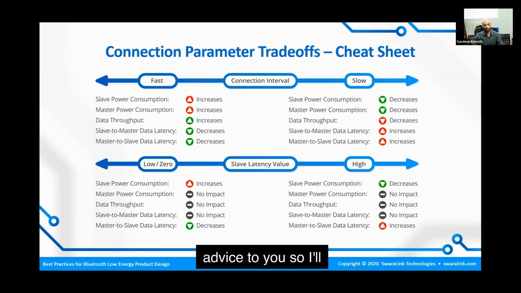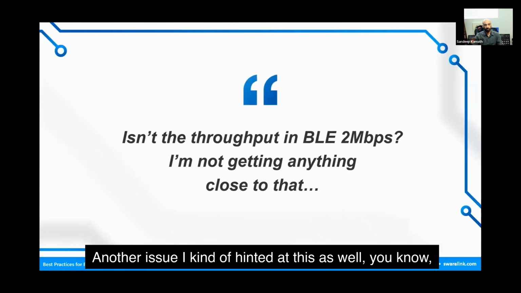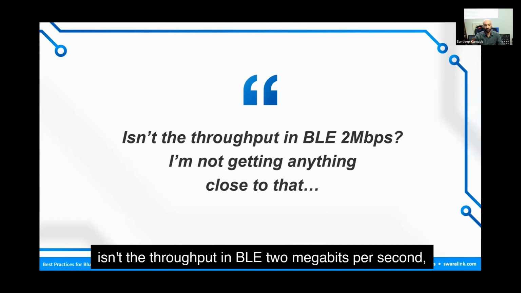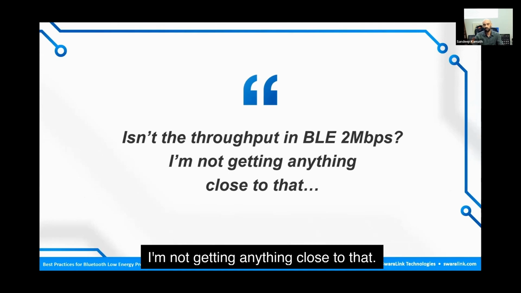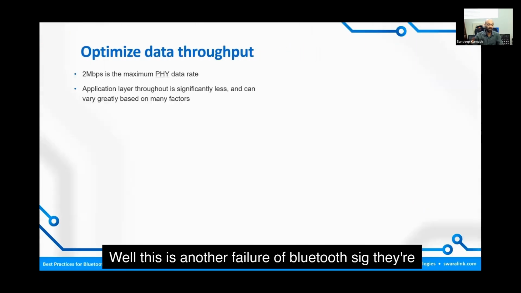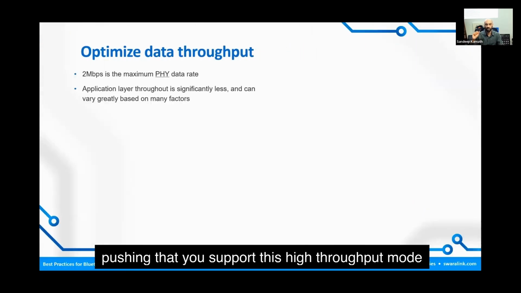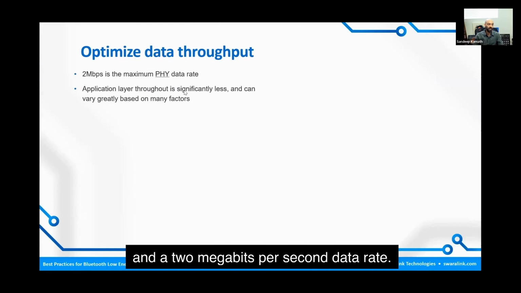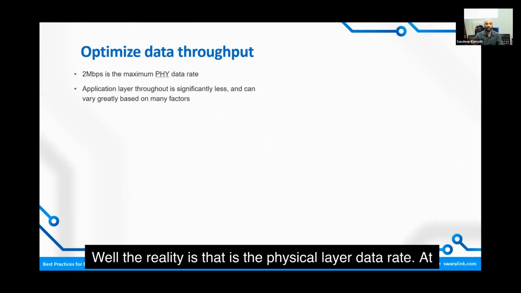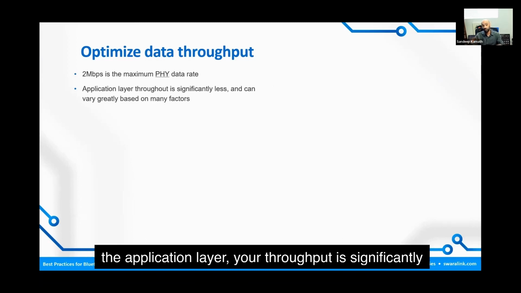Another issue, I kind of hinted at this as well: isn't the throughput in BLE 2 megabits per second? I'm not getting anything close to that. Well, this is another failure of Bluetooth SIG. They're pushing that you support this high throughput mode and a 2 megabits per second data rate. Well, the reality is that is the physical layer data rate. At the application layer, your throughput is significantly less than that. And there are many reasons why it's less than that.